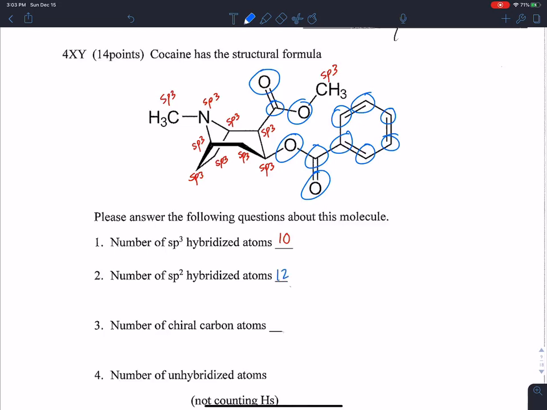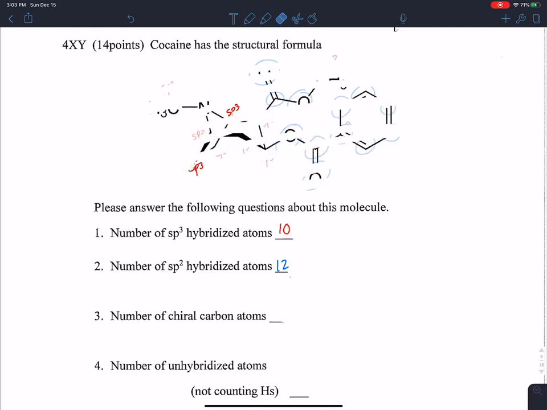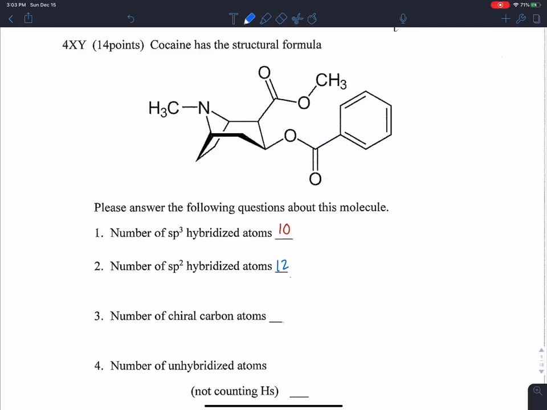Cool. Next, number of chiral carbon atoms. Well, let me erase all of this so it's not confusing looking. Alright, the chiral carbons are right there. One right there. One right there, and one right there. There should be a total of 4.